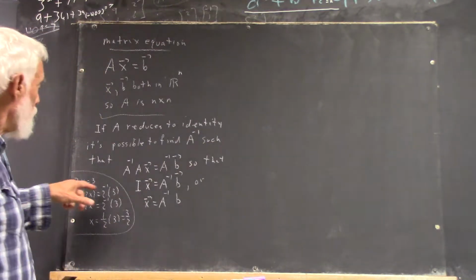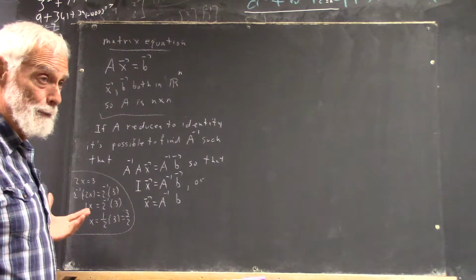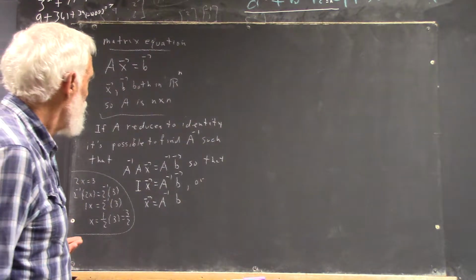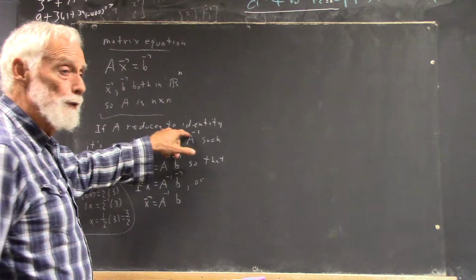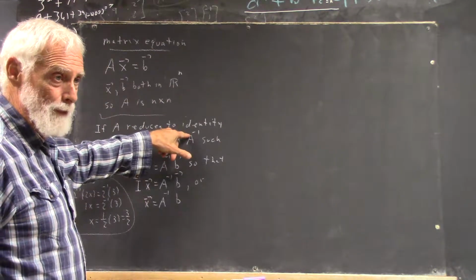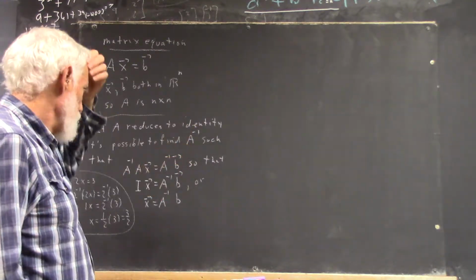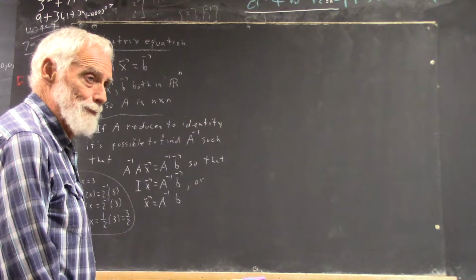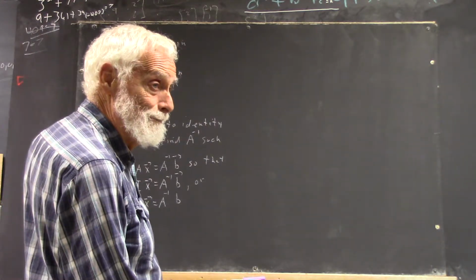If you have 0x equals 3, there's no inverse for 0. Okay? Similarly, there's no inverse for a matrix that doesn't reduce to the identity. It's actually pretty easy to see why. You'll probably see it. I want to show you how to get the inverse first. Okay? Simple mechanical process, just row reduction.